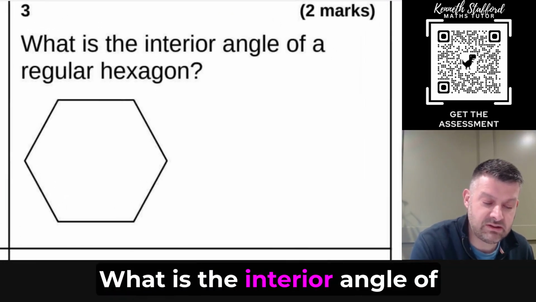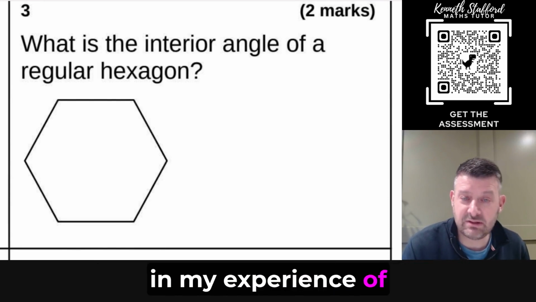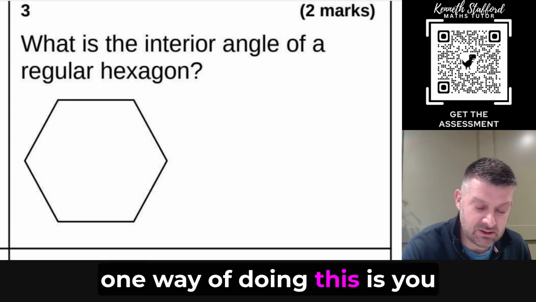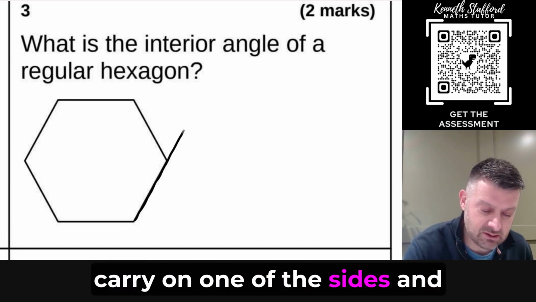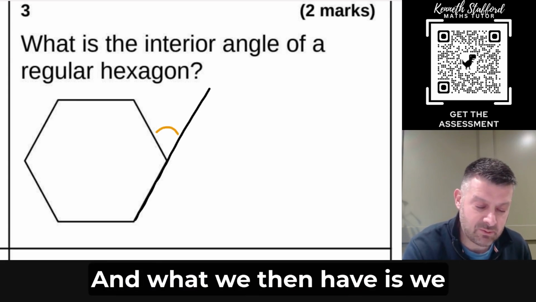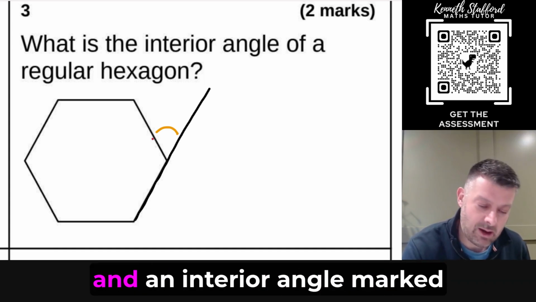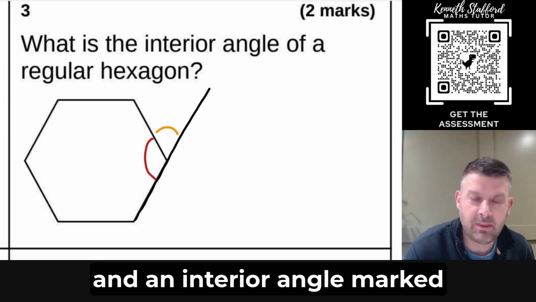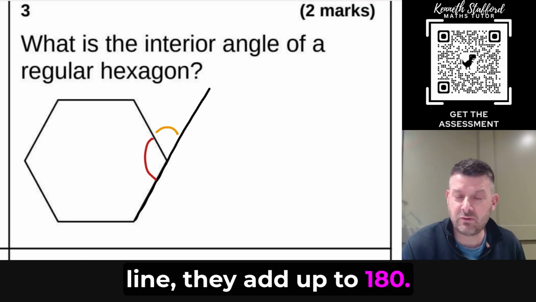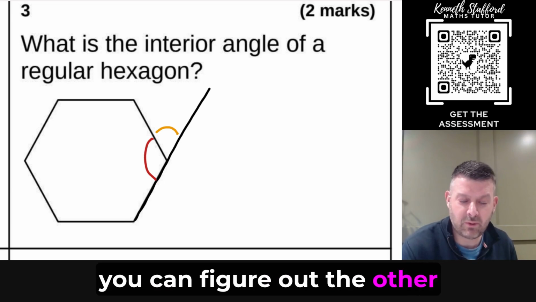Question 3, what is the interior angle of a regular hexagon? So this, in my experience of teaching people, is something people struggle with. Now, one way of doing this is you carry on one of the sides and you create a straight line. And what we then have is an exterior angle, which I've marked there in orange, and an interior angle marked there in red. Now, because they're on a straight line, they add up to 180. And what that means is, if you know one of them, you can figure out the other one.